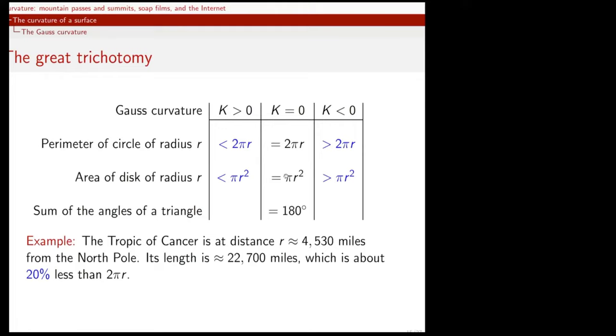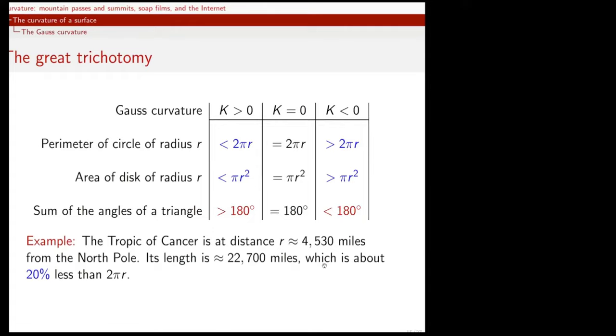Okay, and similarly, that's a little harder to see, but if you take a triangle at the top of a mountain, the sum of the angles is not exactly 180 degrees, it's more. And at a mountain pass where the curvature is negative, it's less than 180.